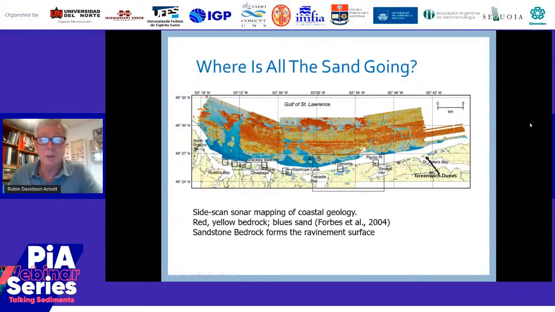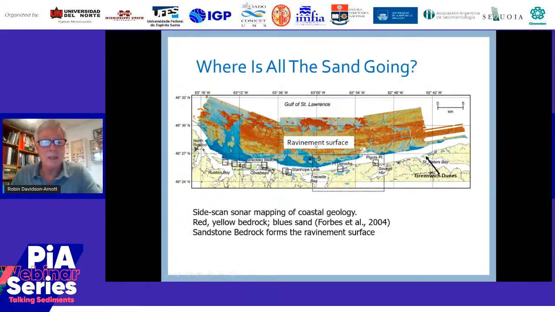Okay. So what's happening? Where is all this sand going? Well, if we look offshore, this is a large section of the northwest shore of Prince Edward Island. And what's happening here is that this is from side-scan sonar mapping. All this area out here offshore, some up to about 7 or 8 kilometers offshore now, is primarily bedrock, exposed bedrock, or bedrock covered by a thin veneer of sand.